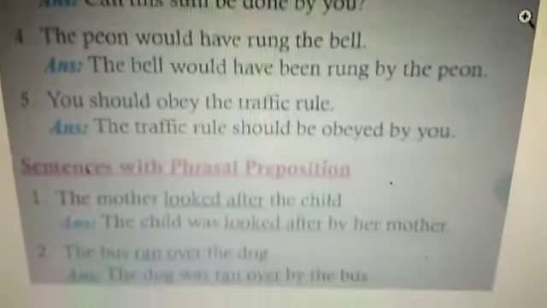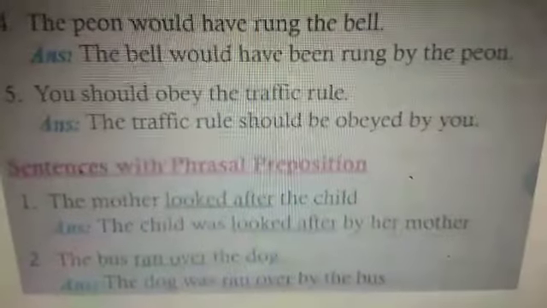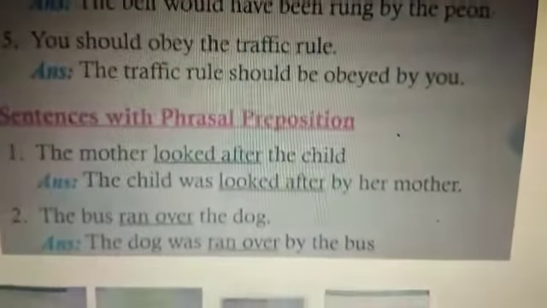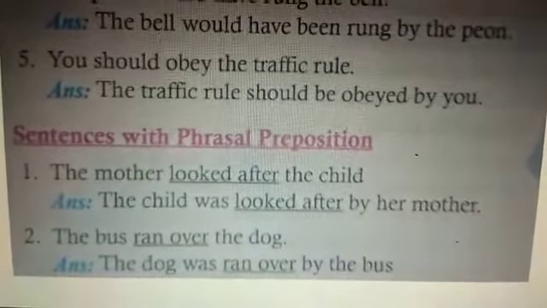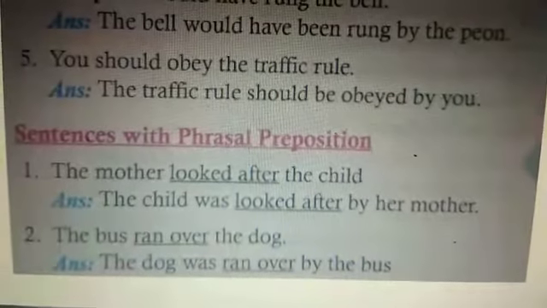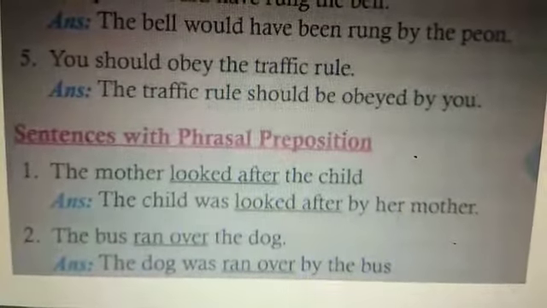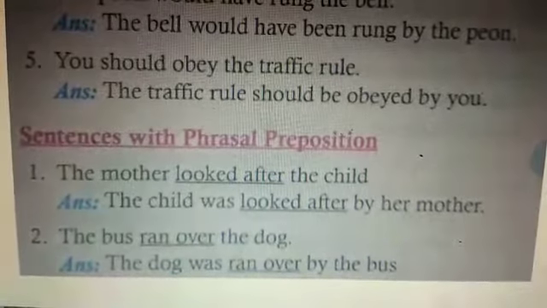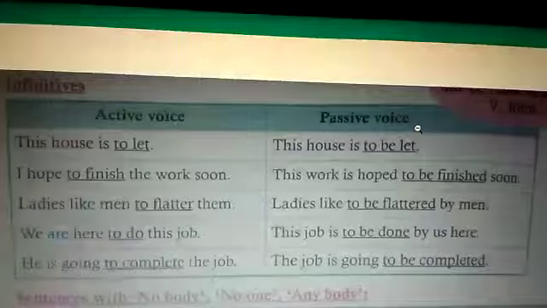Now coming to sentences with phrasal preposition. That means a group of words conveying one meaning. First one, you see, the mother looked after the child. You should not separate those words. Okay. The mother looked after the child. The child was looked after by her mother. Okay. Second one, the bus ran over the dog. The dog was run over by the bus.